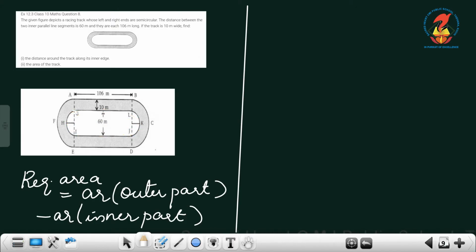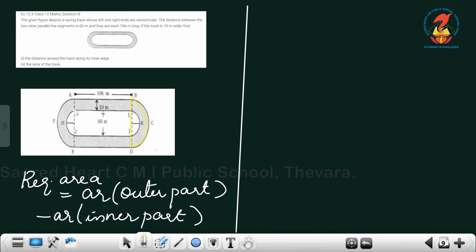Area of the outer part means we have to find this first, then this part also. I will use another color, dark. Area of this plus these two semicircular regions will give the area of the outer part. So, I will show once again: area of this plus area of these two will give the area of the outer part. That is what we are going to do.